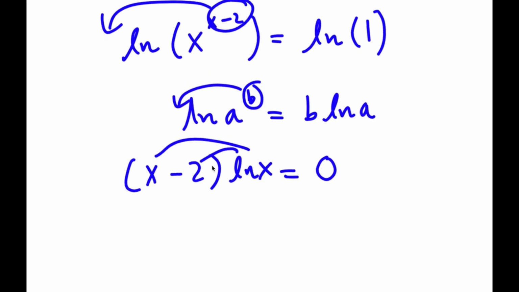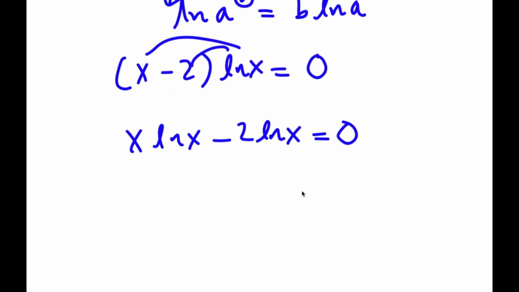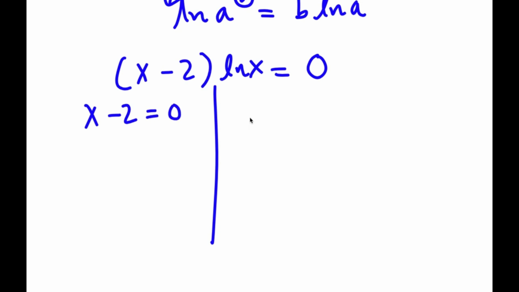Now, if I distribute the ln x, well, x times ln x, that's x times ln x, negative 2 times ln x is negative 2 ln x. Now I have this is equal to 0. Now from here, if I factor out ln x, actually, there is no need to distribute ln x out. That was my bad. Instead, I'm going to make this into two equations. I have x minus 2 is equal to 0, and I have ln x is equal to 0.